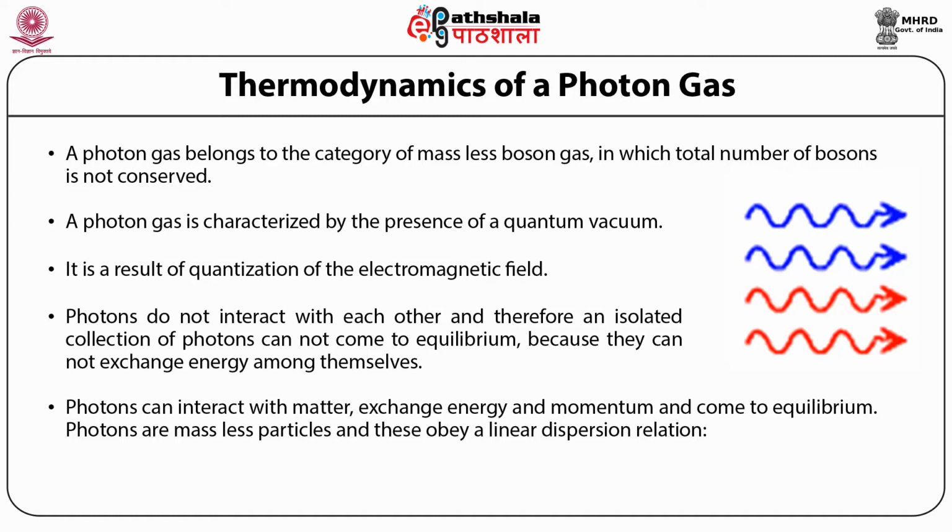Photons are massless particles and these obey a linear dispersion relation. Epsilon is equal to c times p is equal to c h bar k is equal to h bar omega, where c is velocity of light, p is momentum, k is wave vector, and omega the angular frequency.